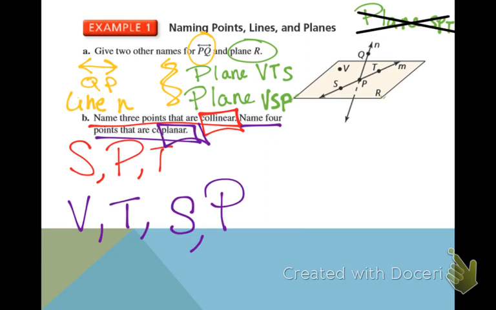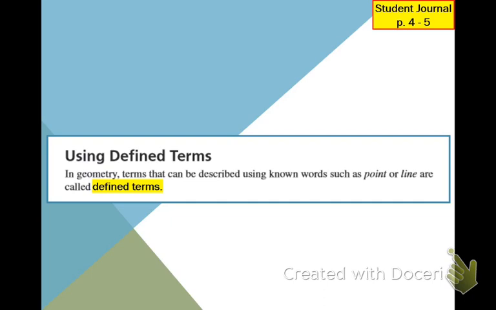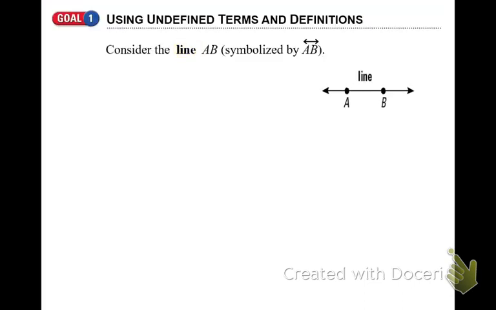All right, we got 2 more things, then we're finished. We're going to talk about defined terms. There are 2 of them. These terms can be described using words such as point and line. So the first one, we've already talked about line, and it was symbolized by AB with the arrows above. You could also flip it around and say BA.